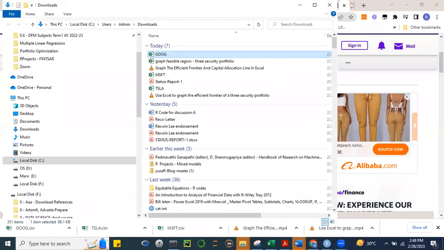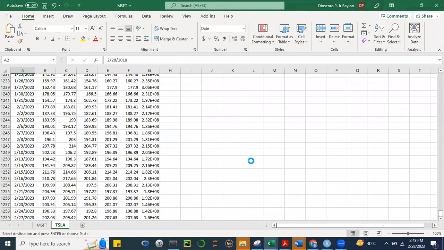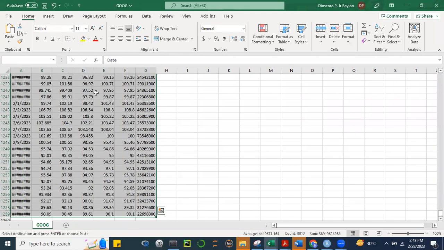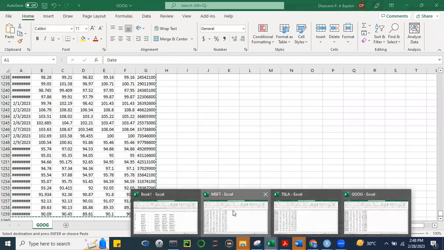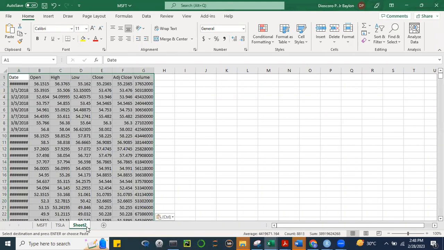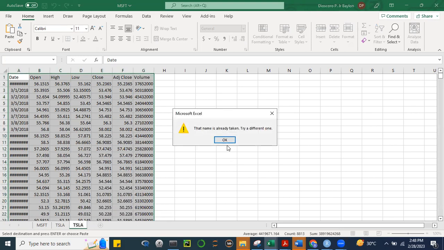So we're collecting data first, right? So I'll open Google and then just copy this, Control C, and then save this in my Microsoft file with a new worksheet, Control V, and then let me rename this as Google. Okay, I'm sorry, that was Google, G-O-O-G.